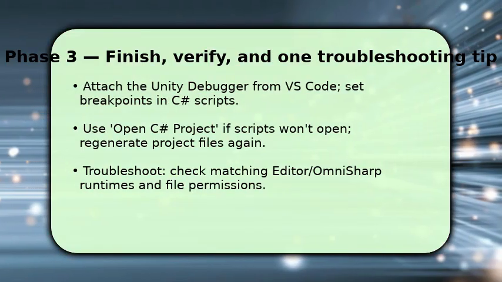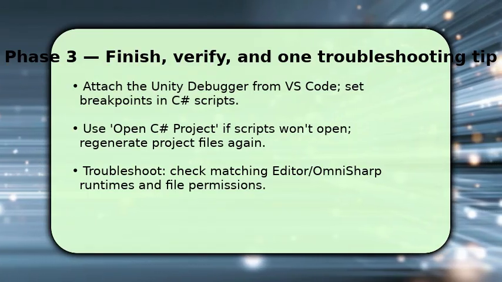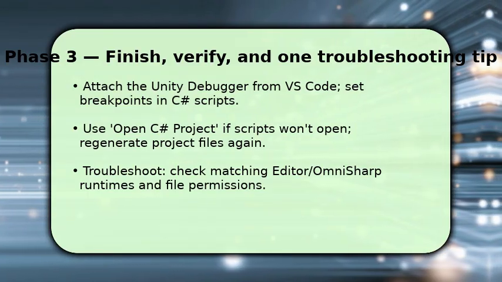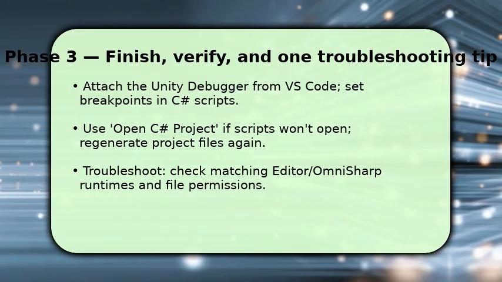Finally, enable debugging and finalize the link. In Unity, enter play mode, then in VS Code use the Unity Debugger's Attach option to connect, set breakpoints and watch variables. This is how you inspect runtime behavior.